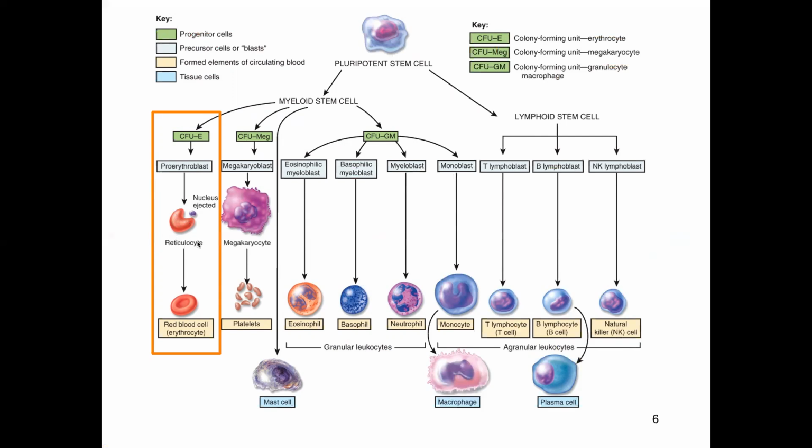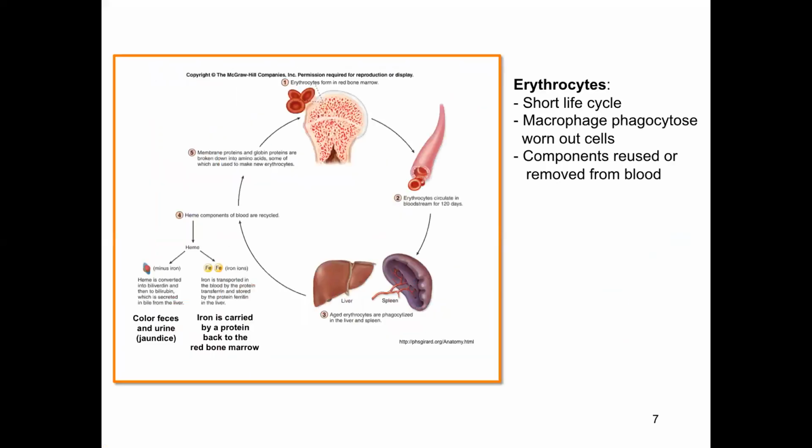But these are the reticulocytes. They still have a nucleus. Once the nucleus is ejected, it can then form a mature red blood cell or erythrocyte, right? Now, how does that stem cell know that it should do this? All right, so I'm going to talk about this.